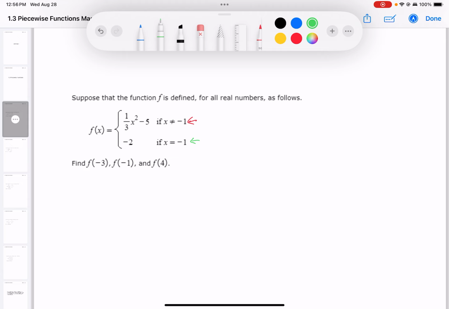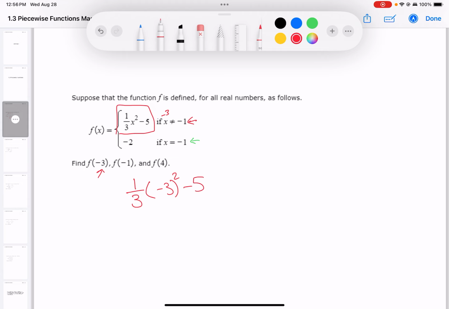So what we're looking at here is this first one, f of -3. Well, if I plug -3 in right here, does that not equal -1? Well, yeah, that's a true statement. So I'm going to take this right here and plug in the -3 wherever I see the x. So I've got 1/3, and make sure you are using parentheses here. It will change your answer.